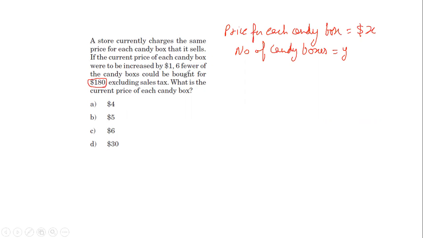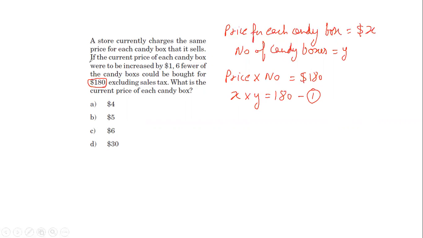So the basic scenario is price multiplied with the number will actually give me the total money that I have, which is $180. So the price of each candy box is X, multiplied with the number of candy boxes that I bought, Y. So I know price times the number of candy boxes will give me the total money that I have. That's equation number 1. X into Y becomes 180.